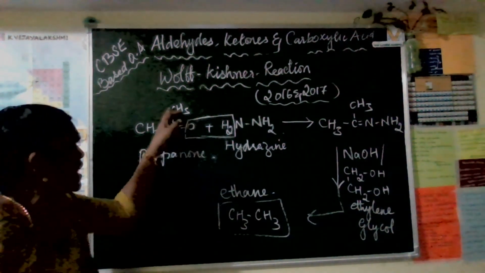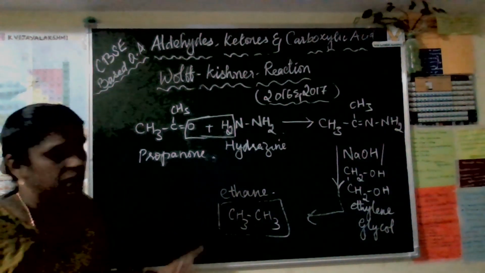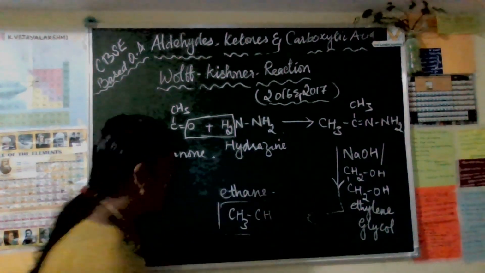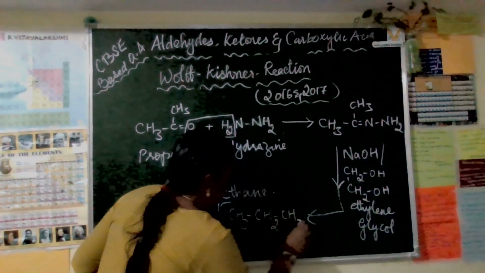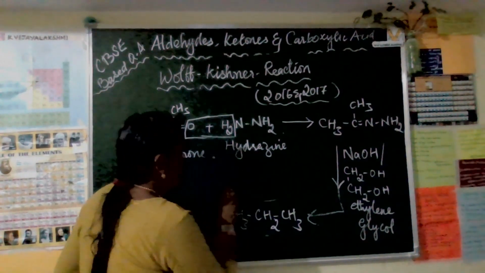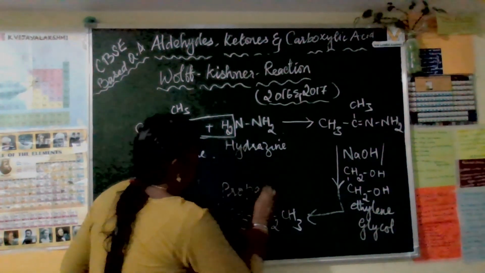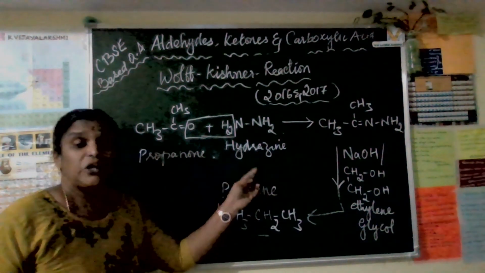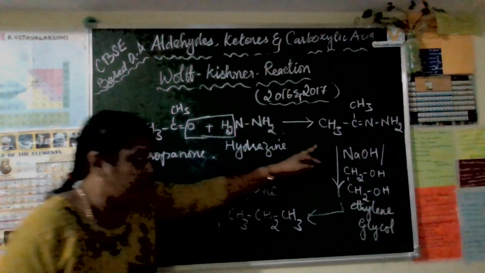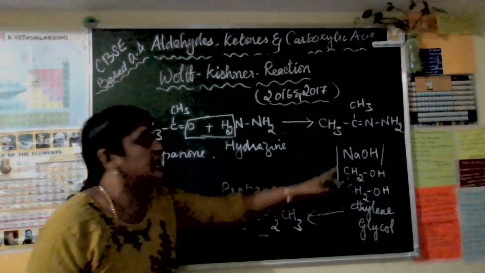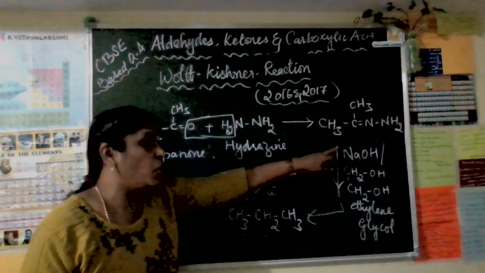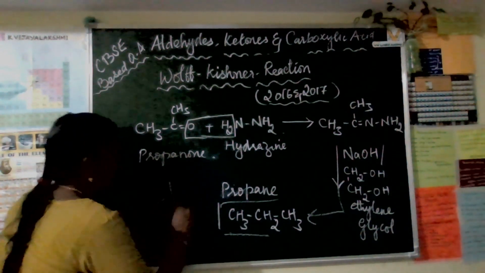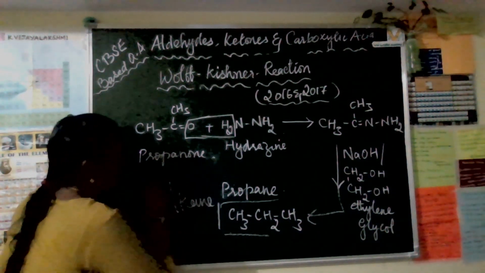Now here there are three carbons, but for acetaldehyde there are two carbons. Now what is it here? One CH2, CH3. So what do we call this? This is propane. So that's all. An aldehyde or ketone reacts with hydrazine, followed by sodium hydroxide, a strong alkali, KOH or NaOH, along with ethylene glycol. You are getting an alkane, that is, a hydrocarbon product.